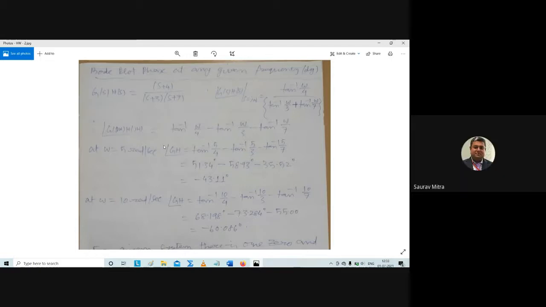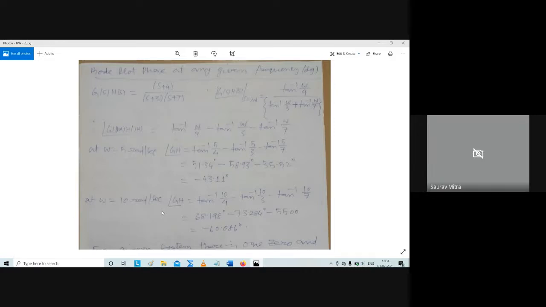But now you have increased the omega up to 5. You are finding phase is minus 43.11. Further, you have increased the omega, that is input frequency, to 10. You can change the input frequency from a function generator or signal generator. You are finding the phase has still decreased, so it has gone to minus 60 degree. Now the question is, when omega is infinity, how much is this phase going to be? You'll be finding that the maximum phase will be minus 90 degree.